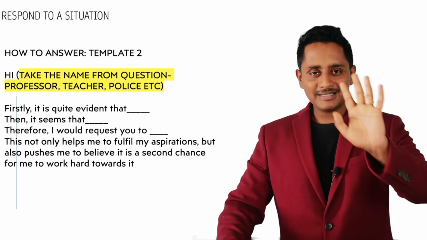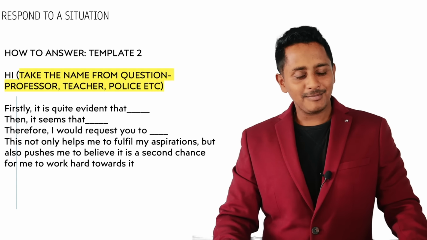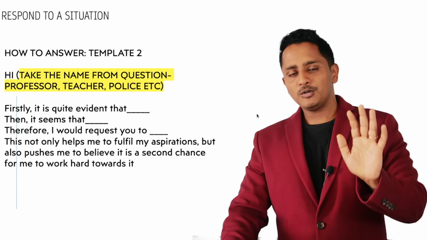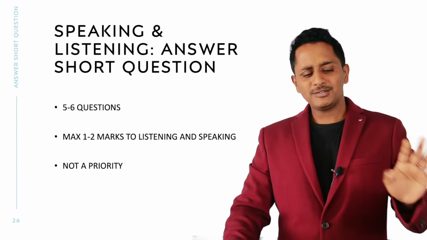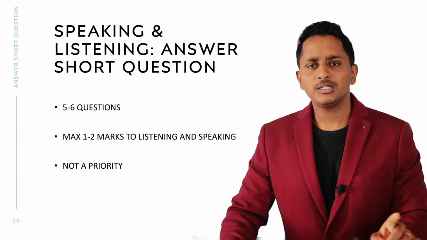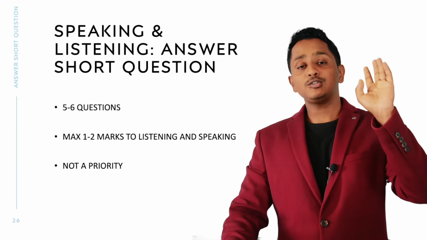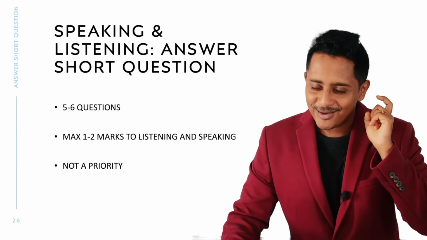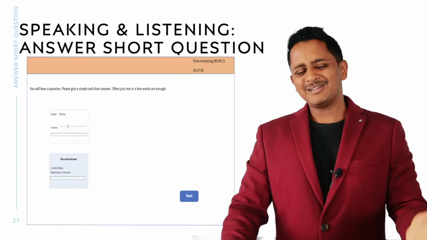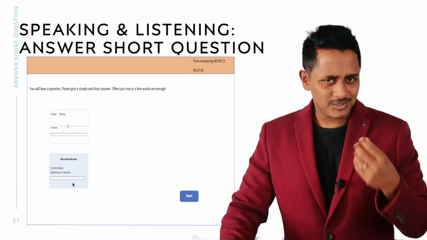Okay, I'm not boasting, but this is what it is, even for the PTE Academic or the PTE Core. In respond to a situation, 2 to 4 questions come, and then comes answer short question, 5 to 6 questions. This is not a priority. 1 or 2 marks go to listening and speaking. This is the listening section because they're going to give you an audio. You have to listen and then answer. Something like this they play, and once the recording is on, you speak.